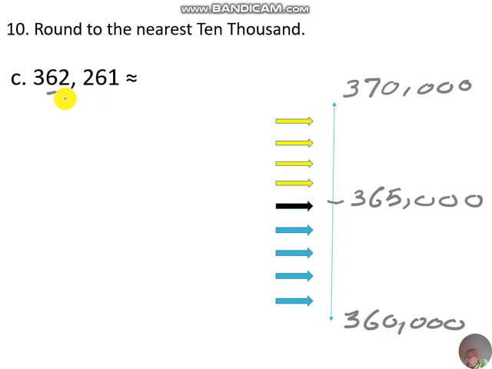If you notice this number here, this is 60. It means this is 61 here, 62. And 62 means the black one here. This number here, 362,261, is under the midpoint. Under the midpoint, you round it to this number, 360,000.